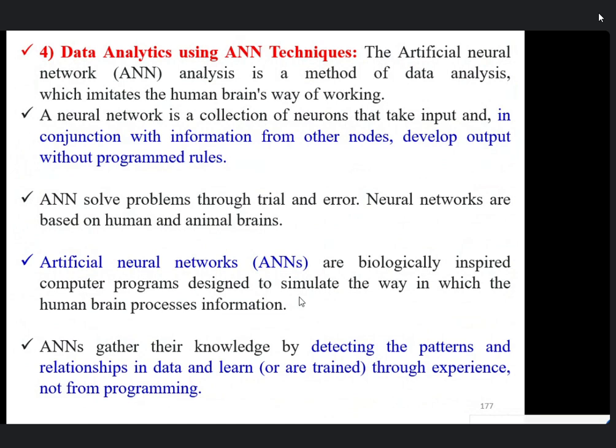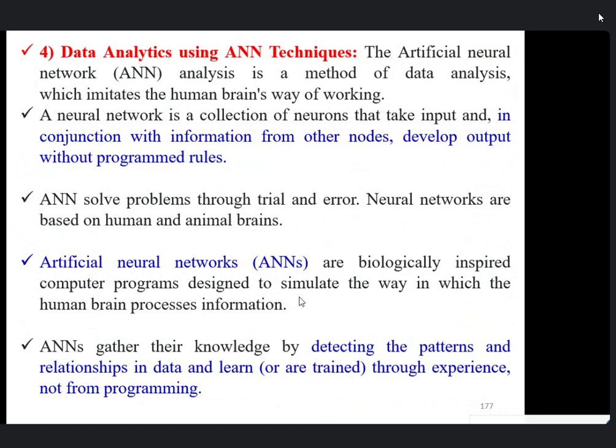Then it is a collection of neurons that take input and, in conjunction with information from other nodes, develop output without programmed rules. That is called an artificial neural network. It solves problems on a trial and error basis. We are using the ANN method. Neural networks are based on human and animal brains. ANNs are biologically inspired computer programs designed to simulate the way in which the human brain processes information.